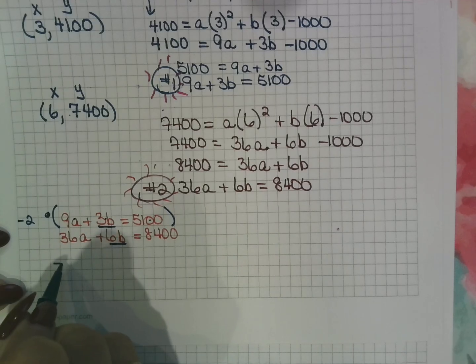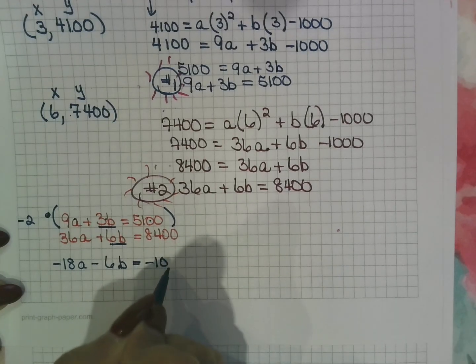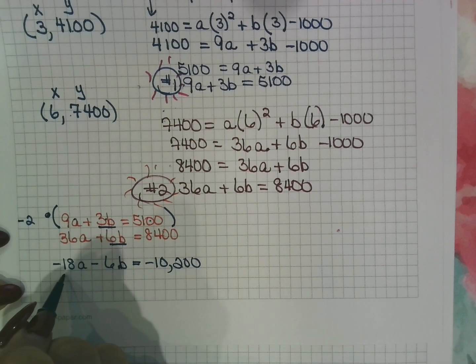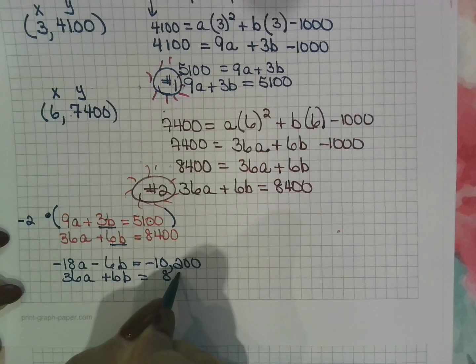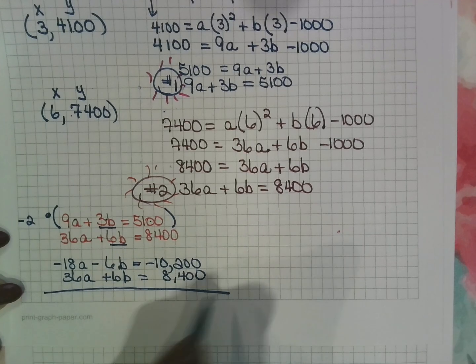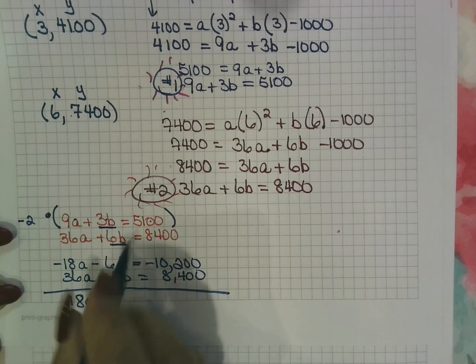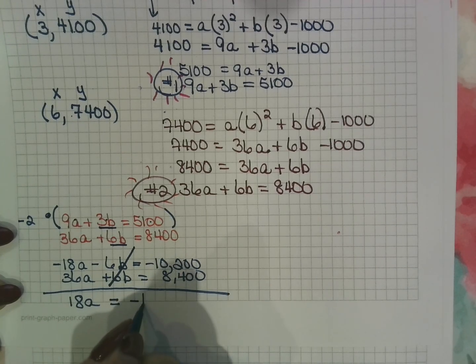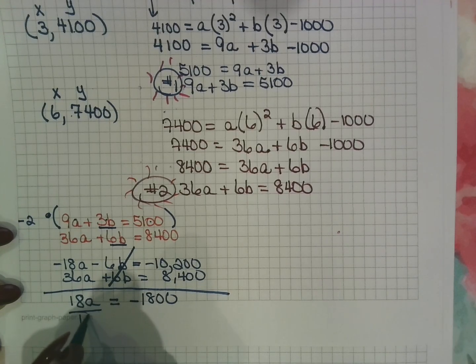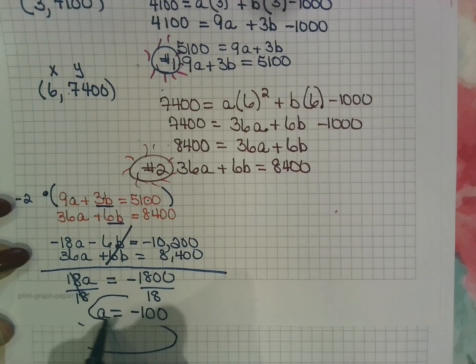So let's do that. That's going to be -18a minus 6b equals -10,200. And then I'm just copying the second equation. And once again, -18 plus 36, that's going to give me positive 18a. That goes to 0, which is what I want to see. And this is going to give me negative 1800. Divide both sides by 18. And a is negative 100. So we're almost there.